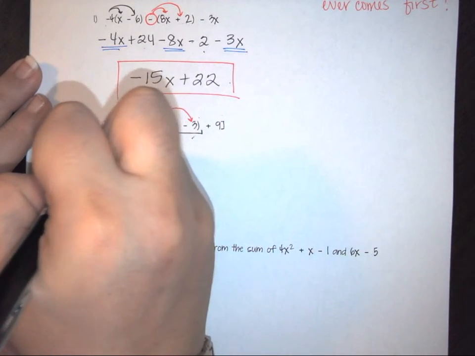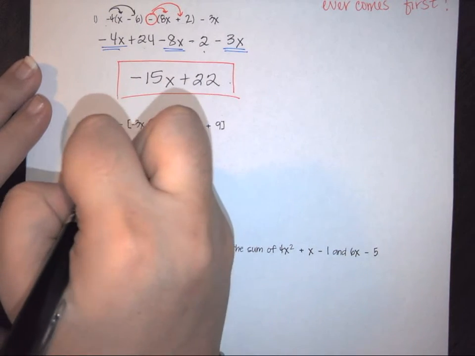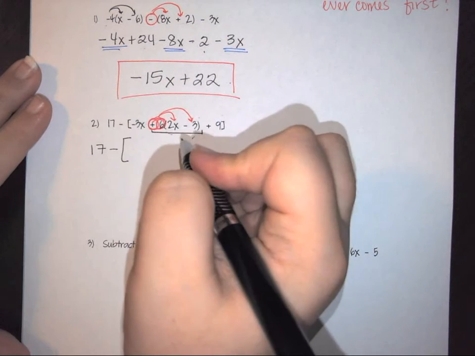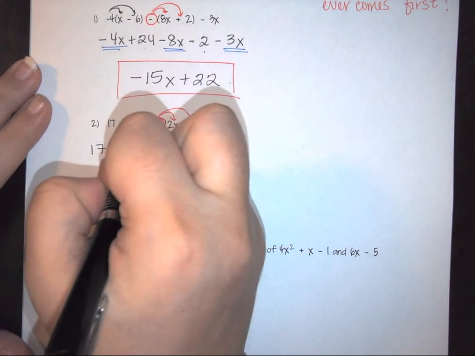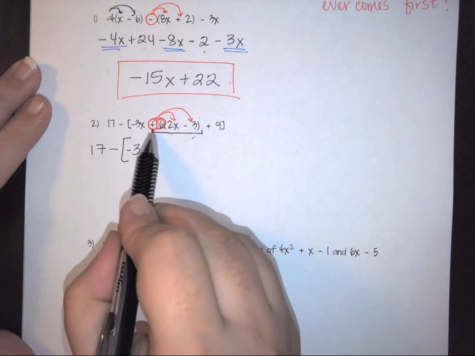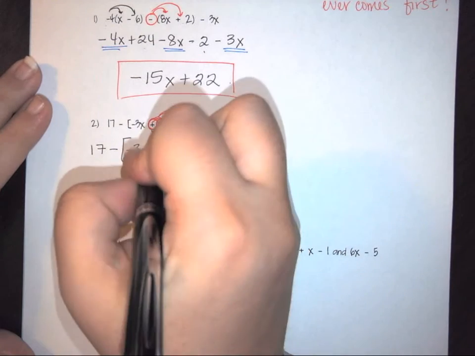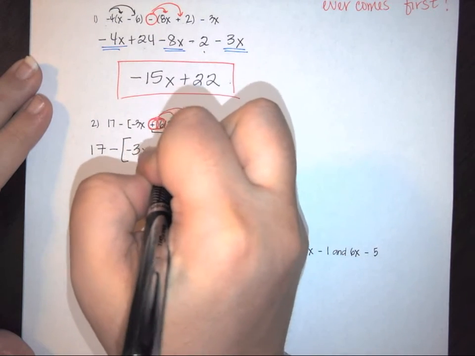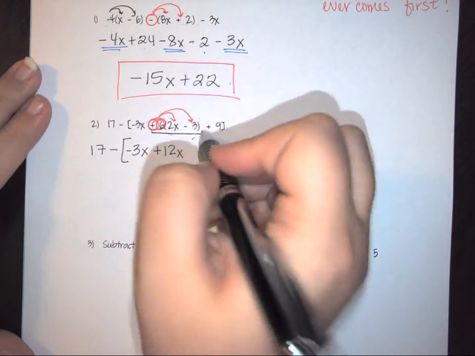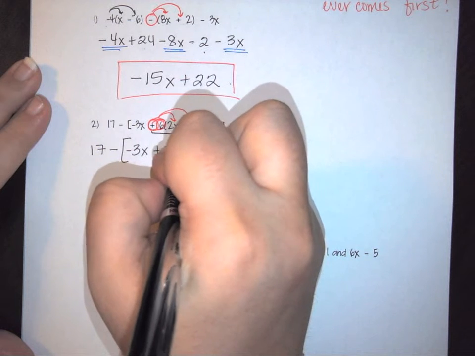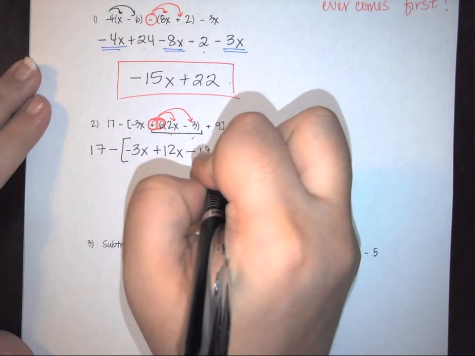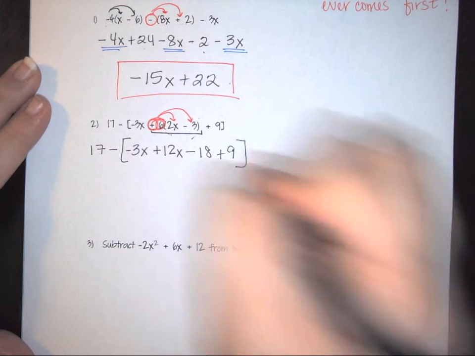So my 17 is still along for the ride. I'm still subtracting. I have to open that bracket. I've done nothing with that -3x. This was a +6 times 2, which gives me a +12x. +6 times -3 is a -18, plus 9, close my brackets.